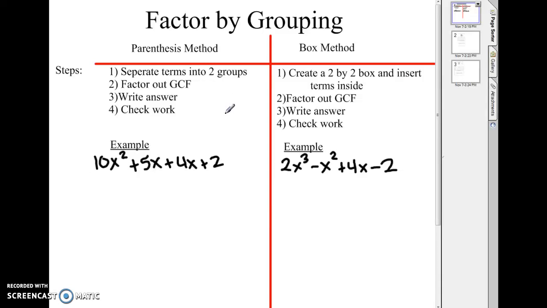All right, good morning. What I have here today is the notes that you should be copying down for Algebra 2 for the 8th and the 9th of class. And what we're going to start with is factor by grouping.